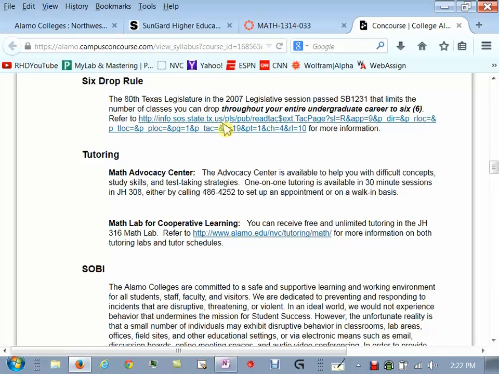Just know that any college level course in Texas, if you're at a public institution, you can drop a total of six classes. Total. In all the colleges you go to, you can drop six classes. After your sixth class, you start paying out-of-state tuition. That's a big deal. All right, so you don't want to get into the habit of just dropping courses all the time, because at some point you'll pay for that financially.